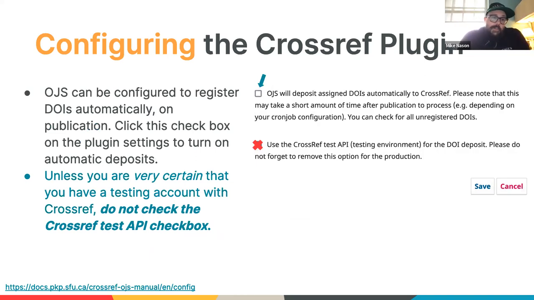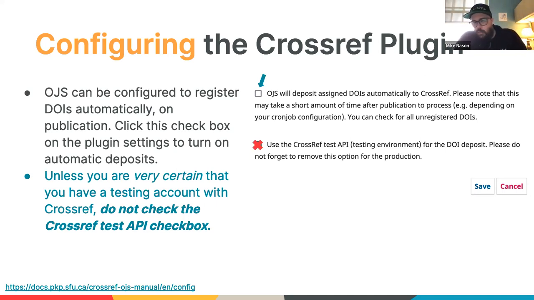OJS can also be configured to register your DOIs automatically on publication. I recommend you do this if you are not particularly picky about how your DOIs look. You can check this box on the plugin settings to turn on automatic deposits. As soon as an article or issue is published and the status flips over, it'll automatically assign the article a DOI, add it to the queue, and then automatically register that DOI with Crossref.